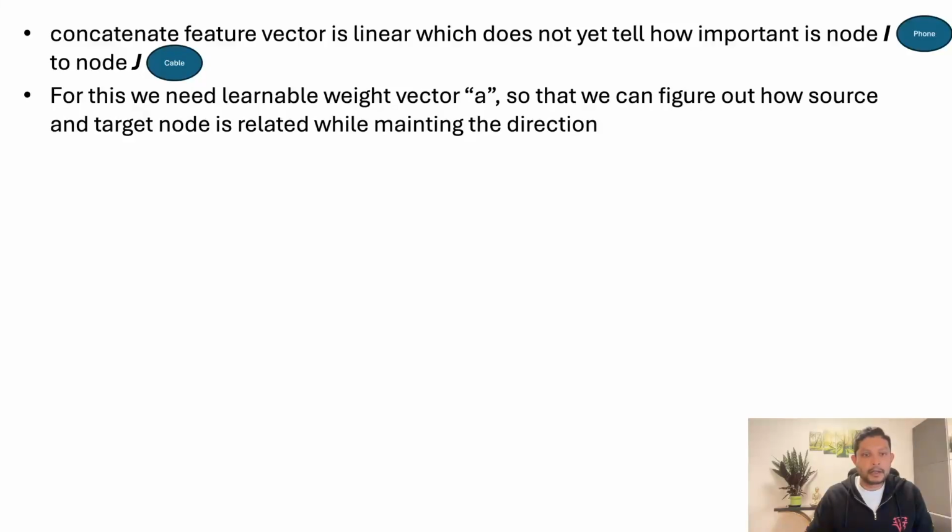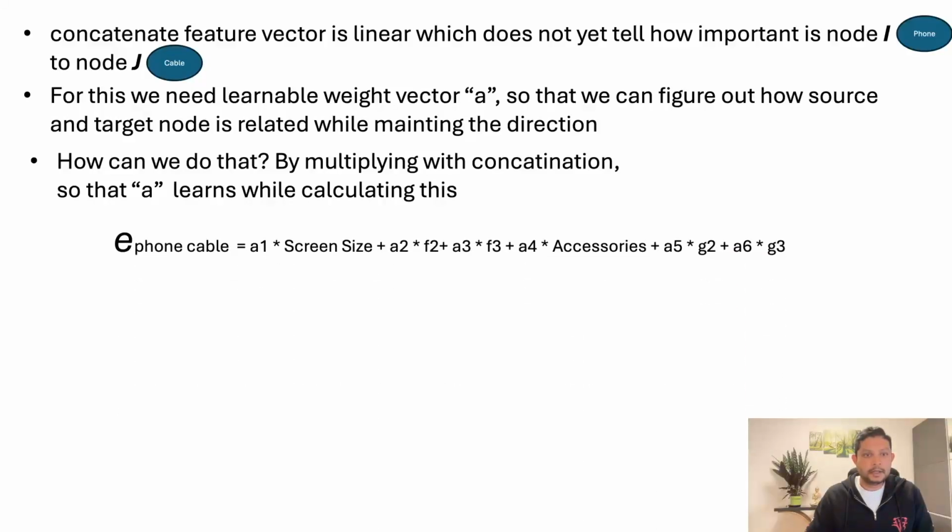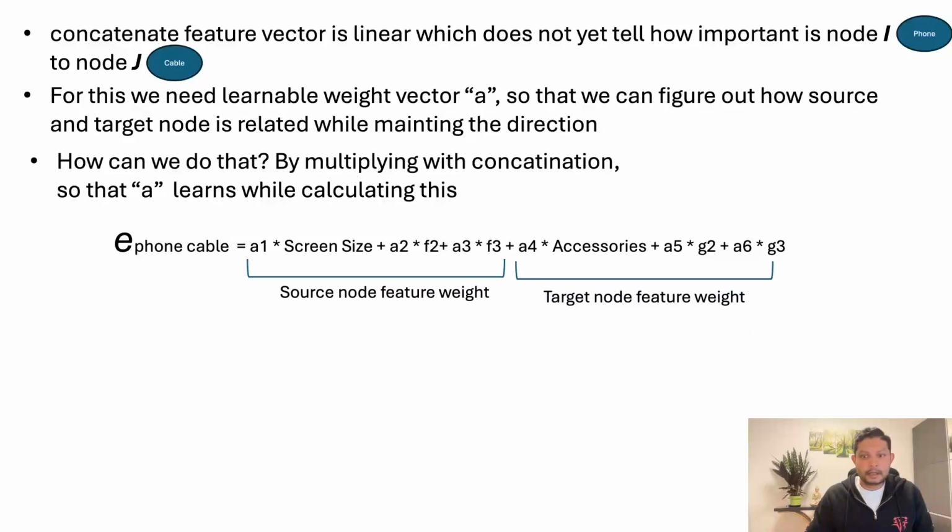And how can you do that? This is just matrix multiplication. So here we are doing matrix multiplication with the different features. Now notice here that the first part of the equation is the source node feature weight and the second part is the target node. Correct? So if we go back to the previous slide, you can see these are the features.